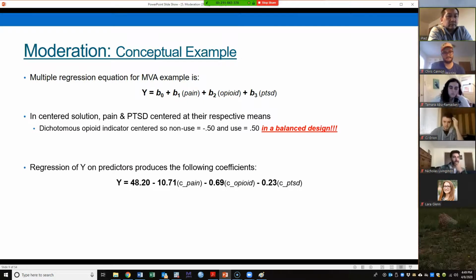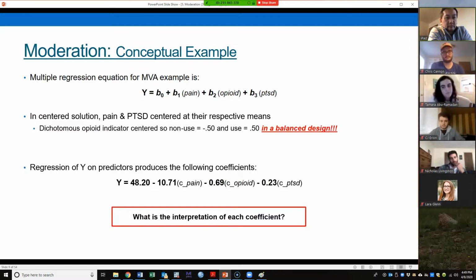If I go through and I center, what I'm going to get is a model where here's my intercept coefficient, the coefficient for centered pain, the coefficient for opiate use, and the coefficient for centered PTSD. Okay. So what are the interpretations of my coefficients? What is the interpretation of this intercept coefficient here? That when we hold pain, opioid, and PTSD at zero, we expect role functioning to be 48.